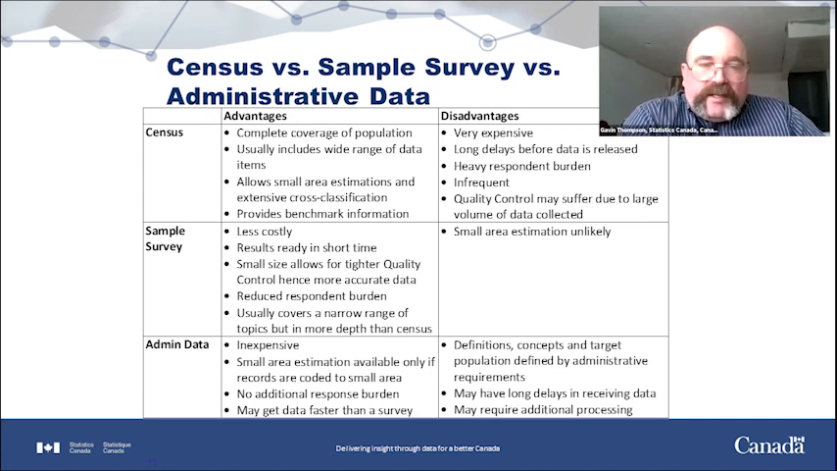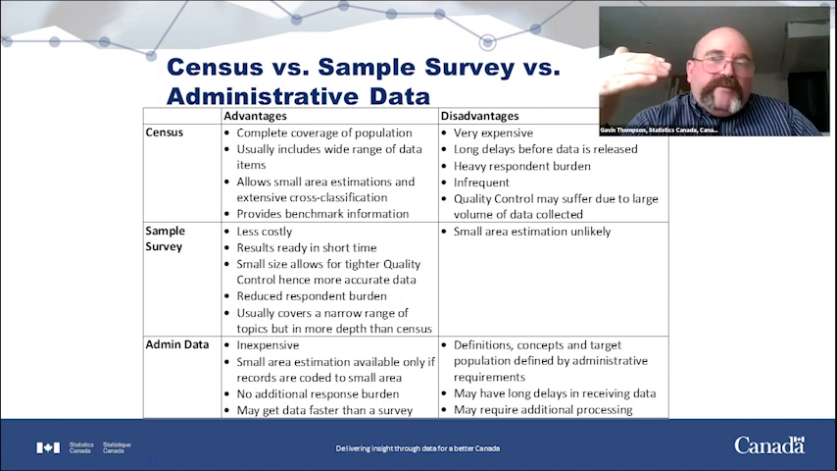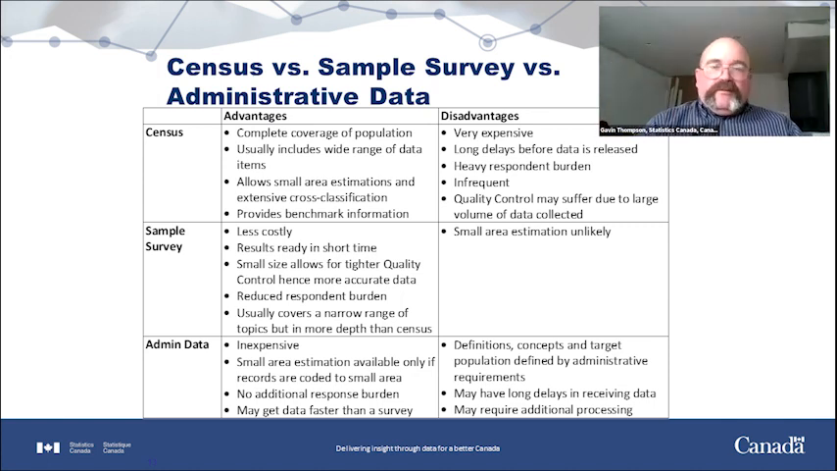Administrative data is very inexpensive. We can do small area estimation if we have it. On the disadvantage side, which is important, the definitions, concepts, and the target population may be different. This is critically important when we're looking for administrative data. What is the source? How did they create it? What's it being used for? So we always have to be conscious that administrative data isn't the end all be all of perfection for us. Sometimes it's just unavoidable that we'll have to do sample surveys, or for larger projects, we may have to do a census.